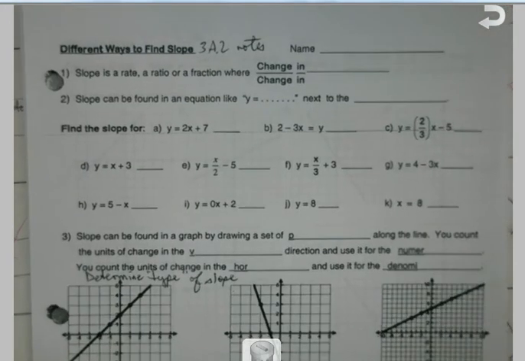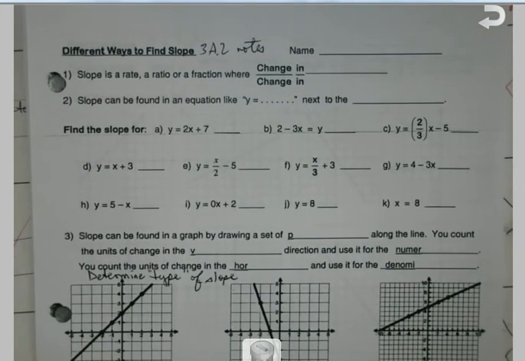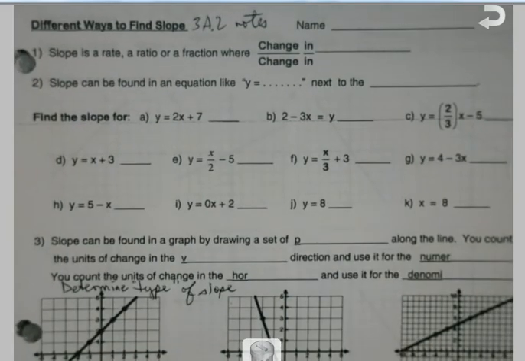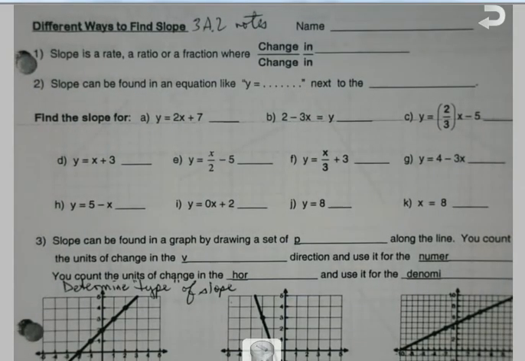Now we can kind of largen things back up a little bit so it's a little easier to see. Yeah, no, we're in the middle of a lesson.